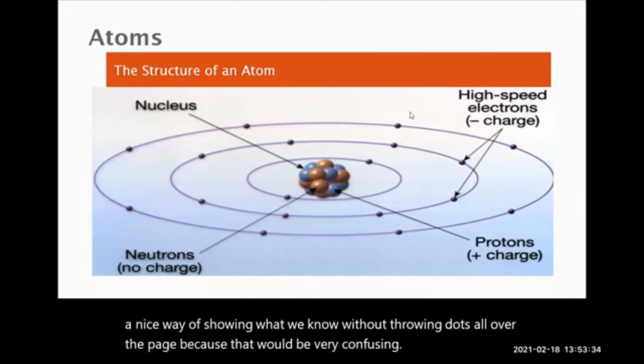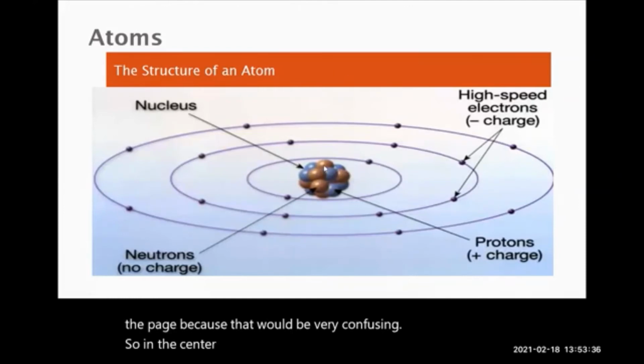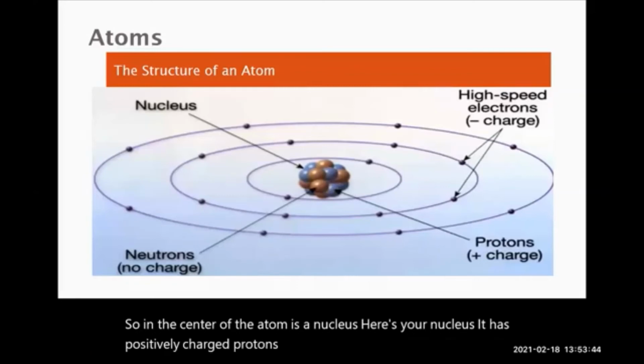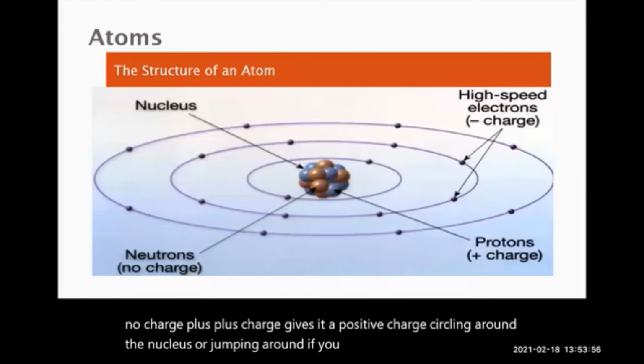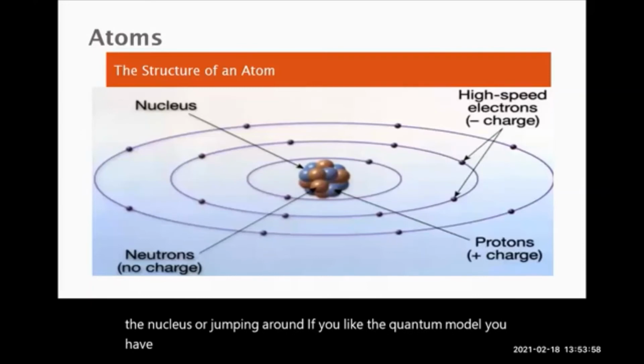So in the center of the atom is a nucleus. Here's your nucleus. It has positively charged protons and no charge neutrons. So with no charge plus charge gives it a positive charge. Circling around the nucleus, or jumping around if you like the quantum model, you have high-speed electrons.